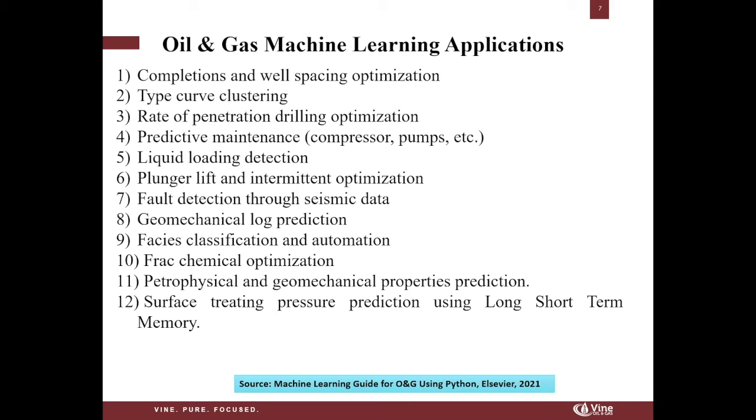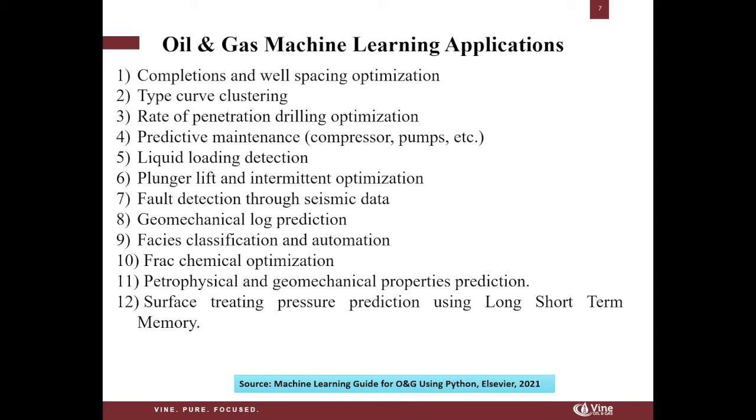And then number 4 is predictive maintenance. You probably hear a lot about those. Liquid loading detection is another powerful technique, using unsupervised learning methodologies to find when a well is loaded and deploying that model in real time to help you make real-time decisions. We're talking about deploying these models on an edge device so you can make real-time decisions to create value for a lot of companies. Plunger lift and intermittent optimization is another powerful project that you can use machine learning on.